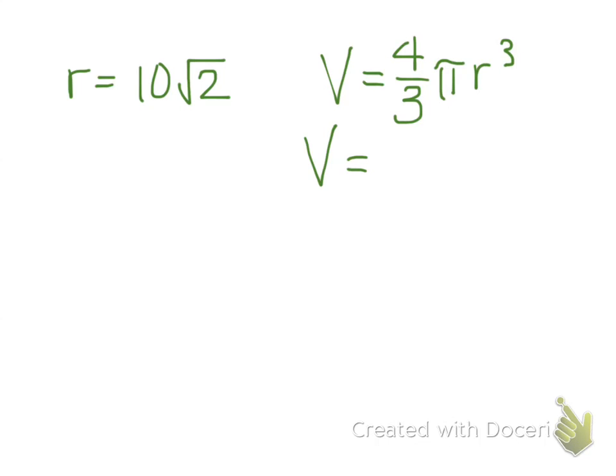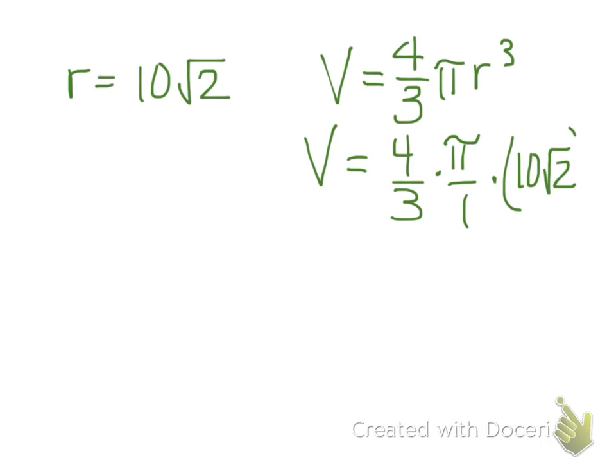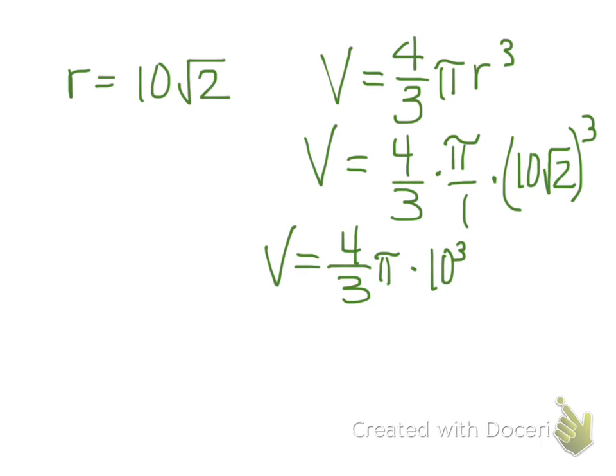So putting in our radius, we're going to have 4/3 times pi over 1 times the radius cubed. So this is 10 times the square root of 2 to the 3rd power. When we have a product like that, two things multiplied together, we can take them each to the power separately. Because when we multiply this out, 10 times the square root of 2 times 10 times the square root of 2 times 10 times the square root of 2, I've got three factors of this and three factors of that. So this is going to be 4/3 pi times 10 cubed times the square root of 2 cubed.